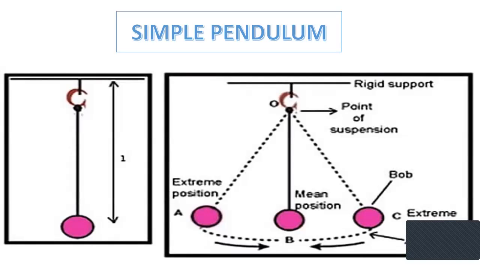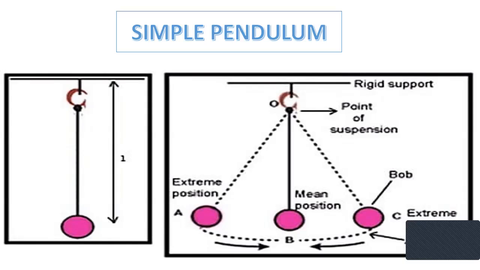In a simple pendulum, the length of the thread from the point of suspension is known as the length of the pendulum, and the time period of the pendulum depends on its length. As the length of a pendulum increases, the time period also increases.